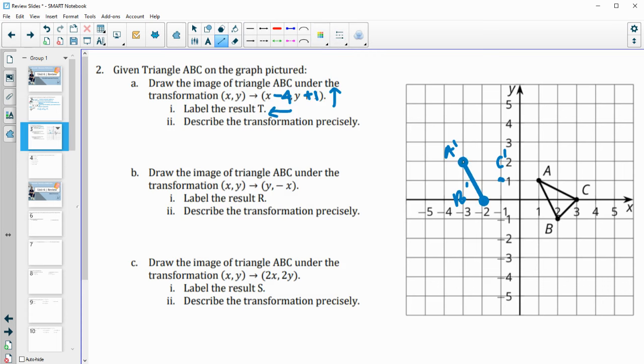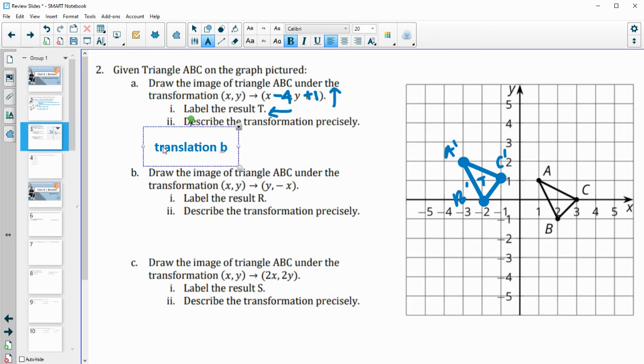And then they want us to label this as T. And then describe that transformation precisely. So again, this is a translation by directed line segment -4, 1. Or you could say left 4, up 1. Then draw the image under this rotation.